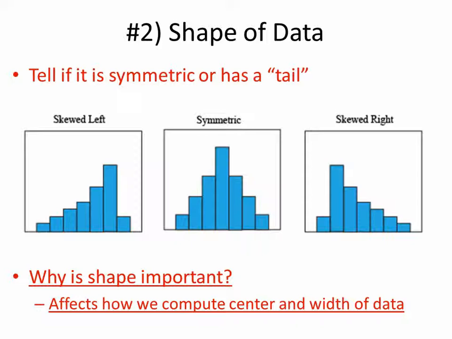And so why is shape important? Shape's one of the most important things because it's going to determine how we do the other two steps. So if you get this wrong, you're in trouble. The other two steps are going to be off. So what is going on with the center and the width? What are we trying to do?